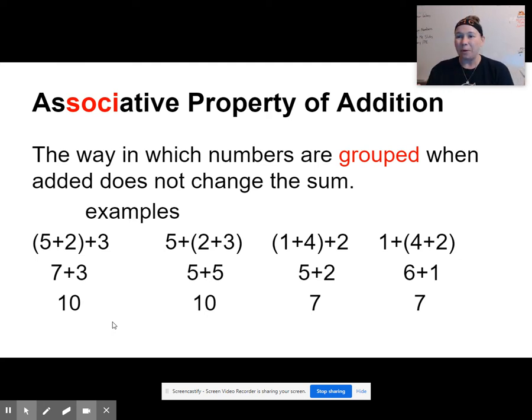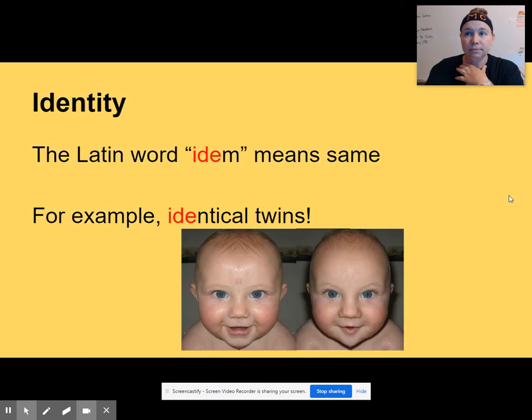So for example, in our first example here, 5 plus 2 plus 3, if you group the 5 plus 2 and you do that first, you get 7. So 7 plus 3 equals 10. But if you group it a different way, 5 plus 2 plus 3, and you solve the 2 plus 3 first, you get 5 plus 5 and you still get 10. So the associative property is whenever you see parentheses, the way in which numbers are grouped when added does not change the sum. Now remember, this is only for addition.